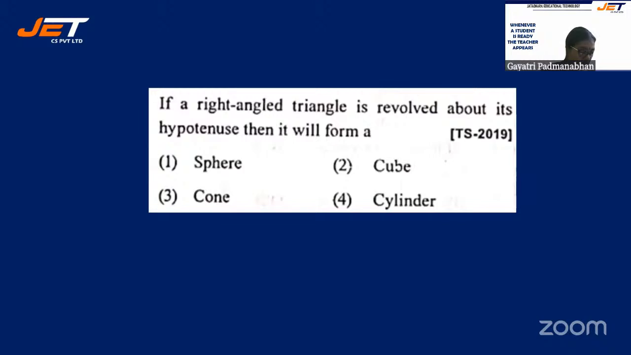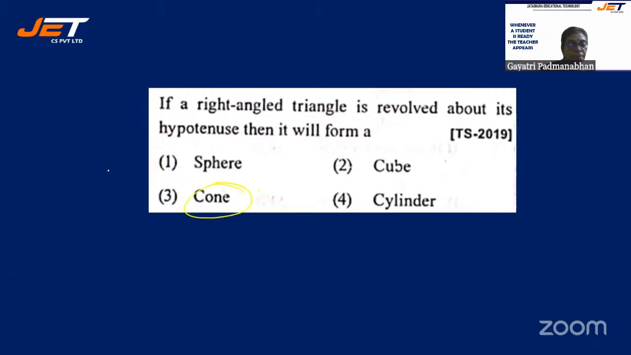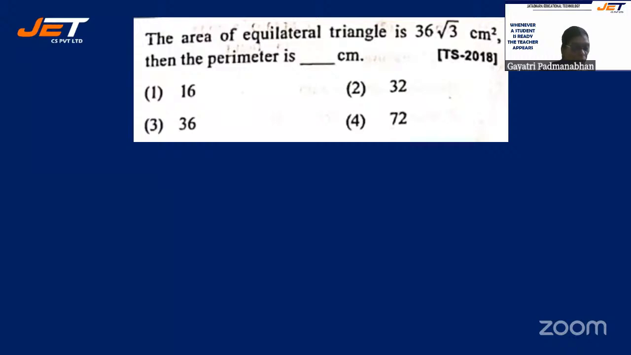If a right angle triangle is revolved about its hypotenuse, then it will form a cone. Okay. Then it will form a cone. Right. So a double-sided cone is formed with a base joint. Okay. See the next question. The area of equilateral triangle is 36 root 3 centimeter square. And what is the perimeter?